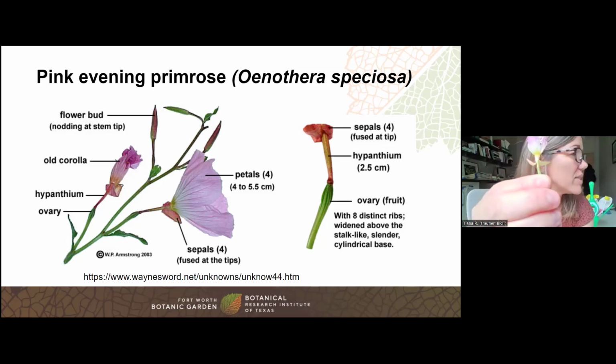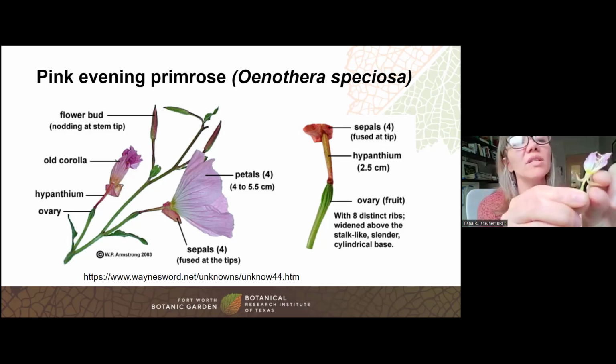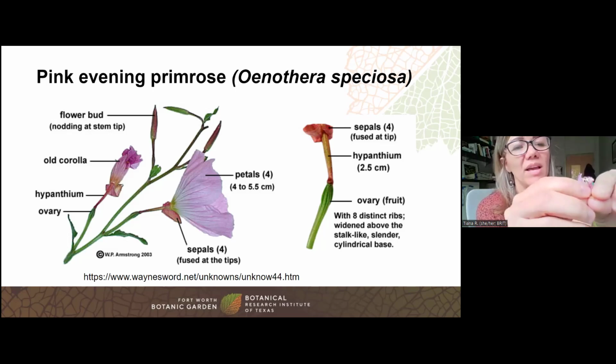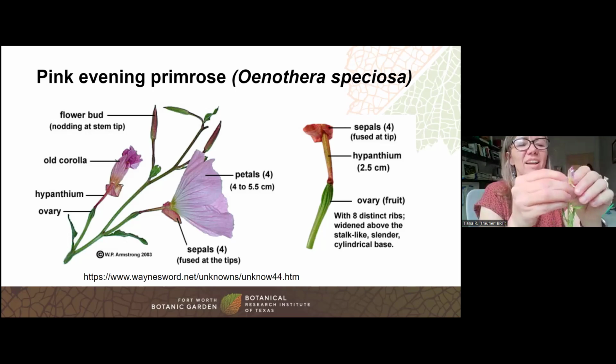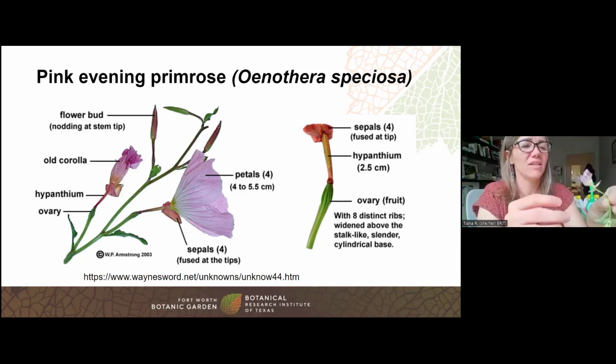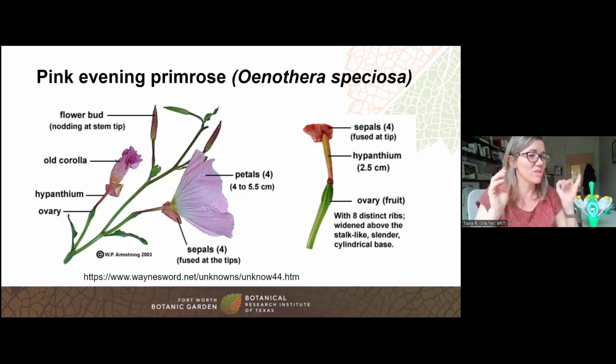you're not going to be able to see this very clearly on my screen, but you can kind of see it on that picture. The sepals will sometimes remain partially fused, especially in this group. And so there are actually 4 of them, but the pairs are kind of partially fused. So let's see. Okay, so we've got the petals, the sepals. You can see the flower buds marked here. You can see the old corolla.